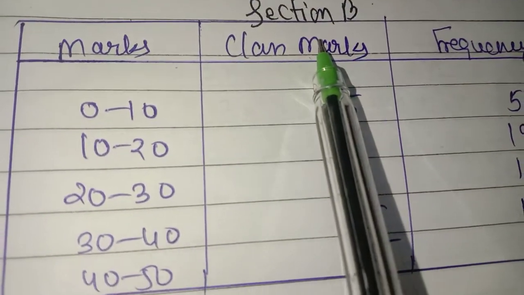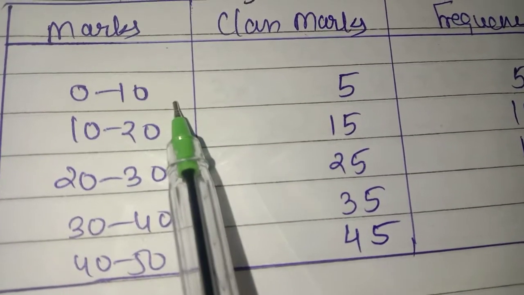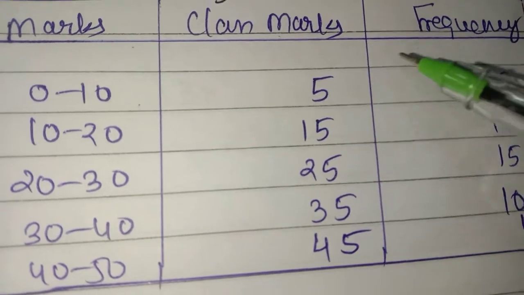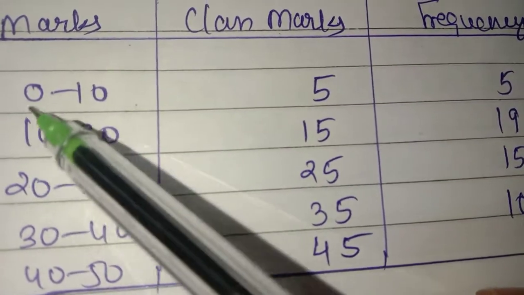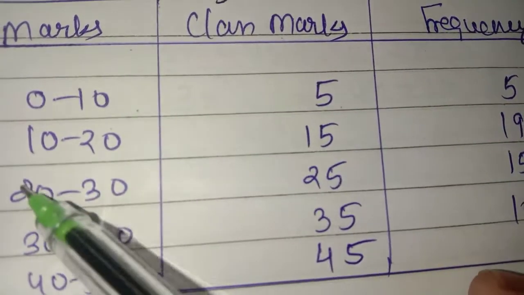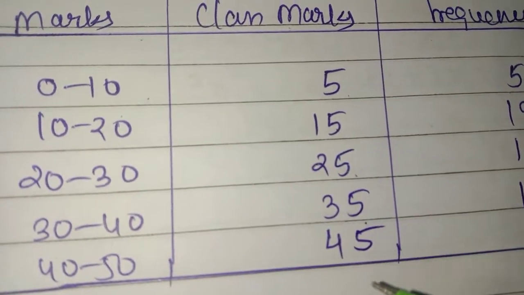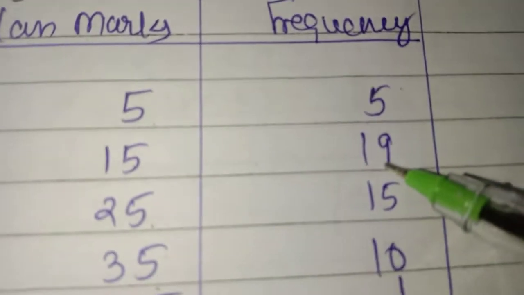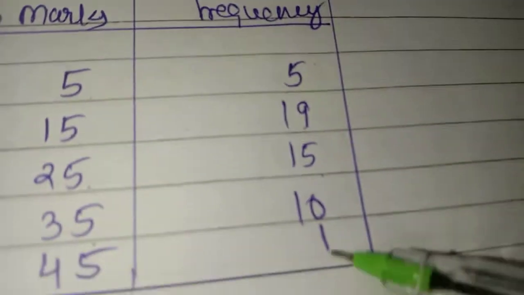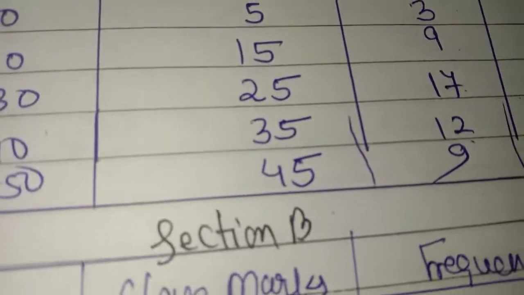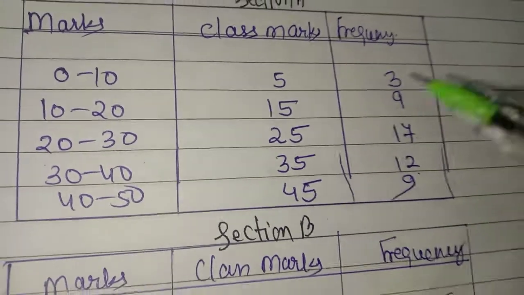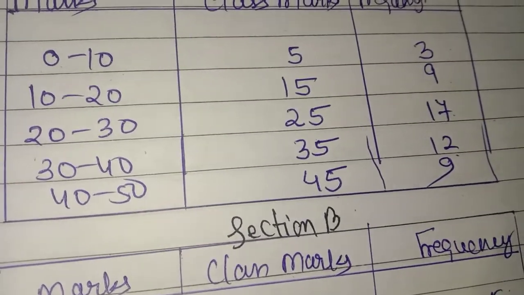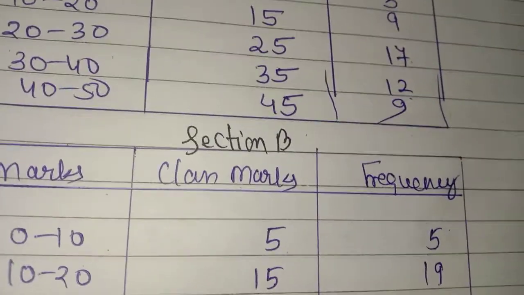For section B, the marks have been given as 0 to 10, 10 to 20, 20 to 30, 30 to 40, and 40 to 50. Now class mark will be 0 plus 10 divided by 2, 5, and in the same way 15, 25, 35, 45. And the frequency is given as 5, 19, 15, 10 and 1. So we are given the two sections, section A and section B. Now after finding the class marks, we have to go for the polygon.